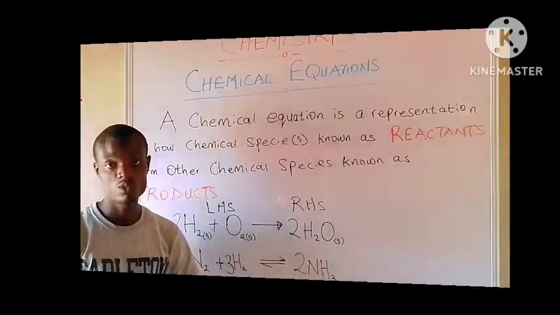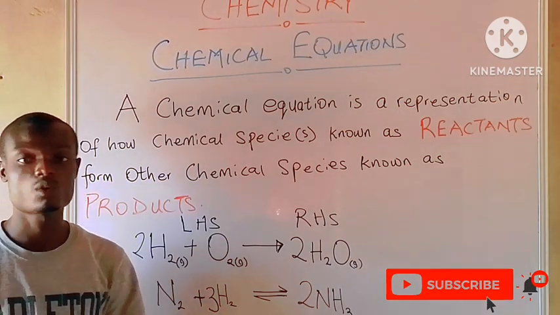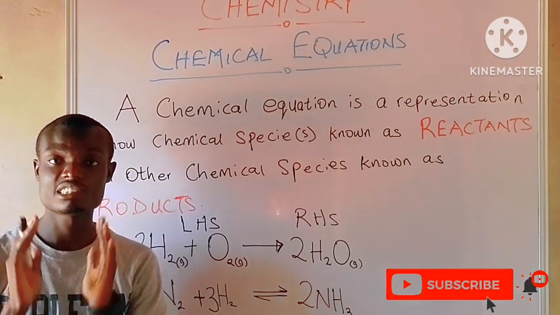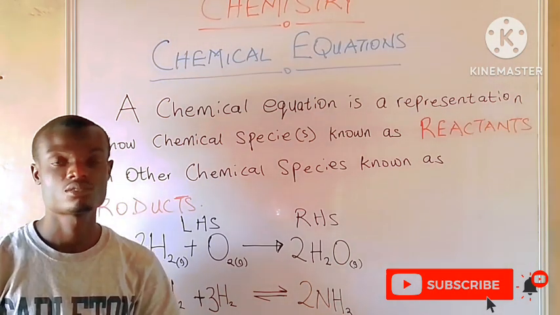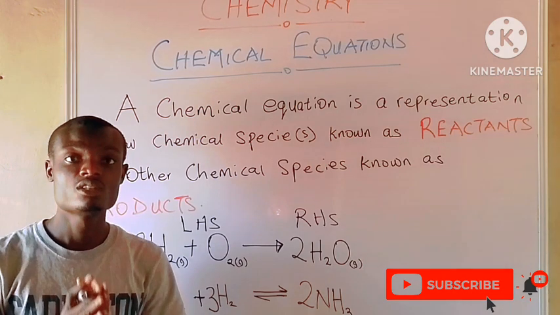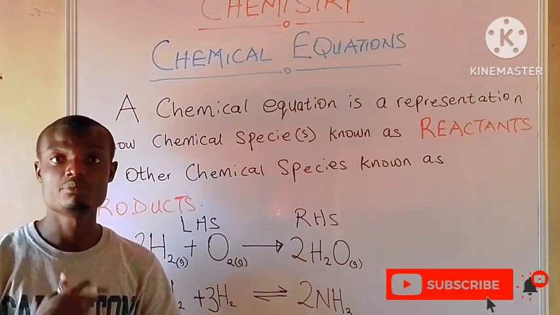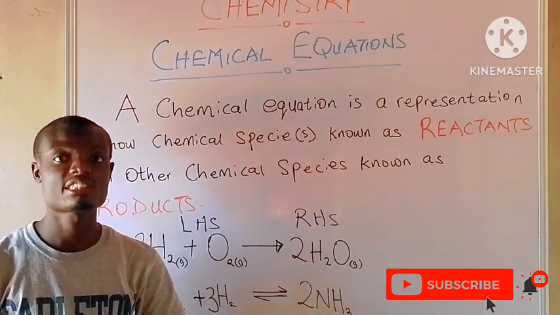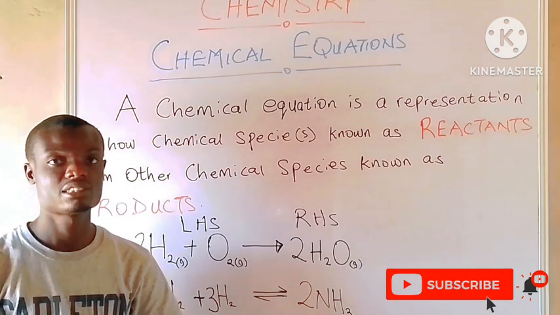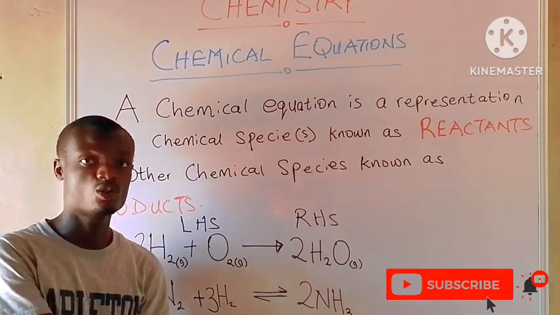First thing we are going to look at is the definition of a chemical equation. Now, what is a chemical equation? A chemical equation is simply a representation of how various chemical species, it could be one, it could be more than one, known as the reactants, react, or mix, or break down to give us other chemical species known as the products. So we have reactants on one side and the products on the other side.